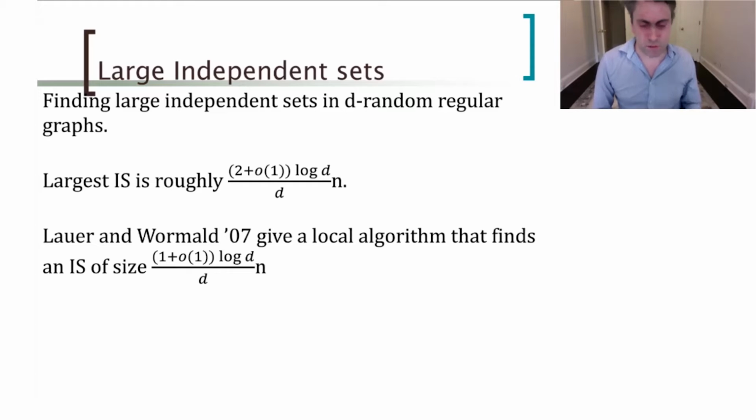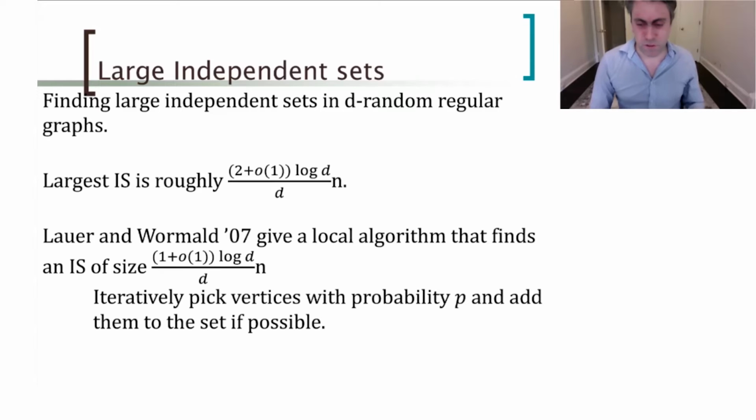You can find this by greedily picking vertices, or if you do it in rounds, picking vertices with some small probability p at a time, and iteratively constructing an independent set like that. If you only do it for a large but fixed number of rounds, you get a local function.